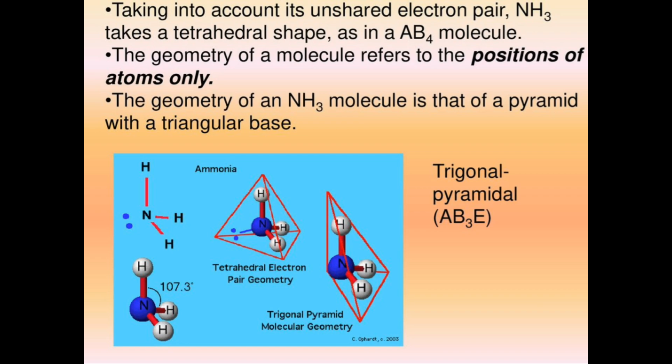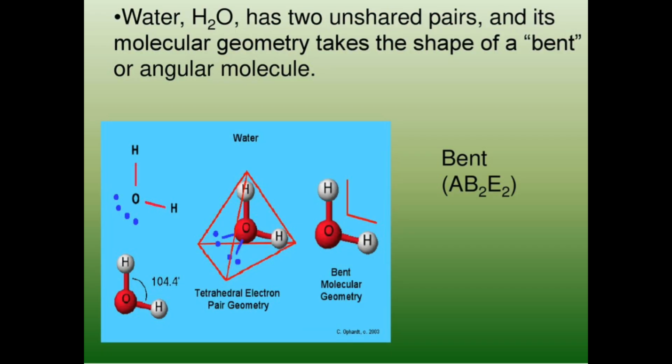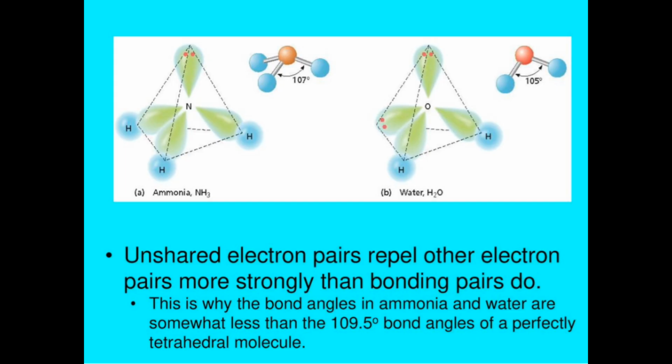If you take into account, NH3 takes a tetrahedral shape as in an AB4 molecule. The geometry of a molecule refers to the positions of the atoms in the molecule. We have established that. So the geometry of an NH3 molecule is that of a pyramid with a triangular base. Just to reiterate what you have said, for water you have a bent shape.